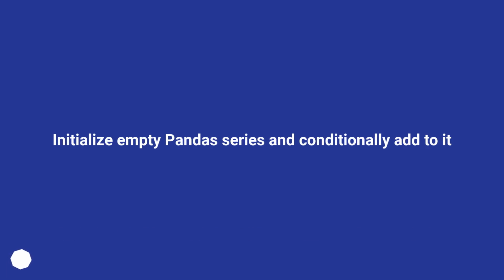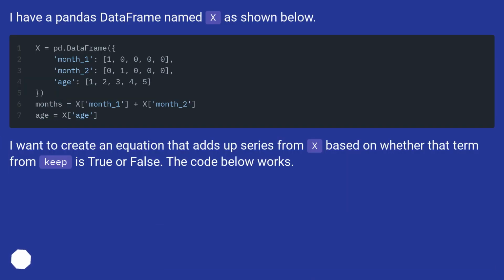Initialize empty Pandas series and conditionally add to it. I have a Pandas dataframe named X as shown below. I want to create an equation that adds up series from X based on whether that term from keep is true or false. The code below works.